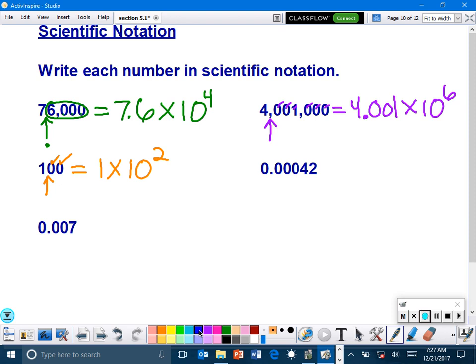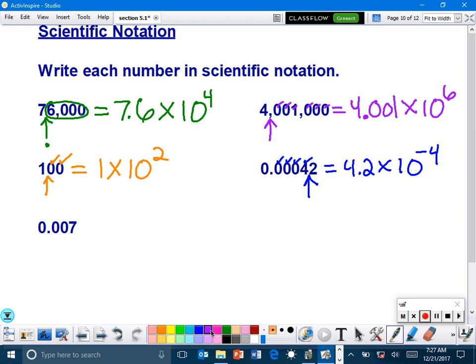Okay, next one. I want the decimal right here. So 4.2 times 10. Okay, but now this is a really small number. We're going backwards. So how many did we go? We did 1, 2, 3, 4 backwards. So that would be negative 4 for its exponent.